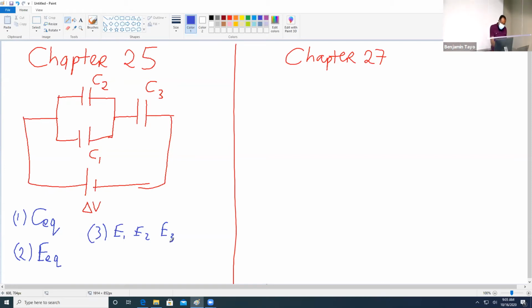So do you see that in chapter number 25, we're looking at a circuit, but this circuit only has a capacitor, plus a battery.